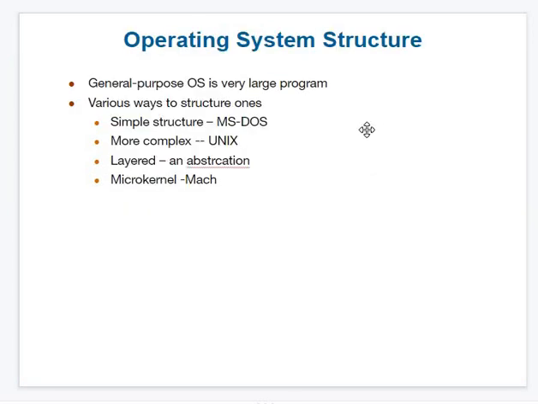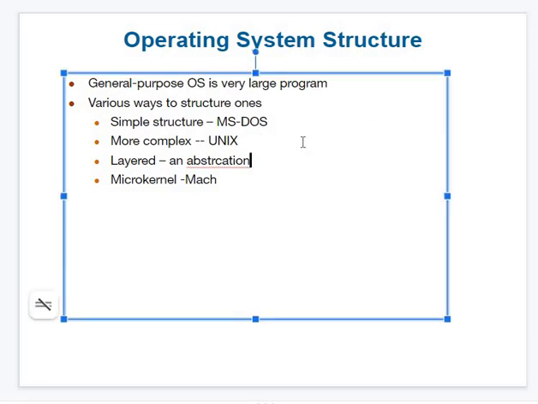Okay, so how does the operating system get its structure? There are general purpose operating systems and specific purpose operating systems. A general purpose operating system means Windows 10. A specific purpose operating system means the software operating system used in an ATM machine. Again, that is different from the operating system used in our mobile, which is different from the operating system used in a CT scan machine.